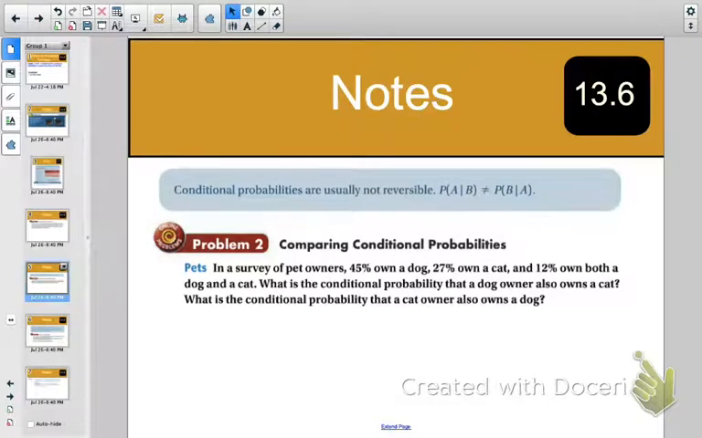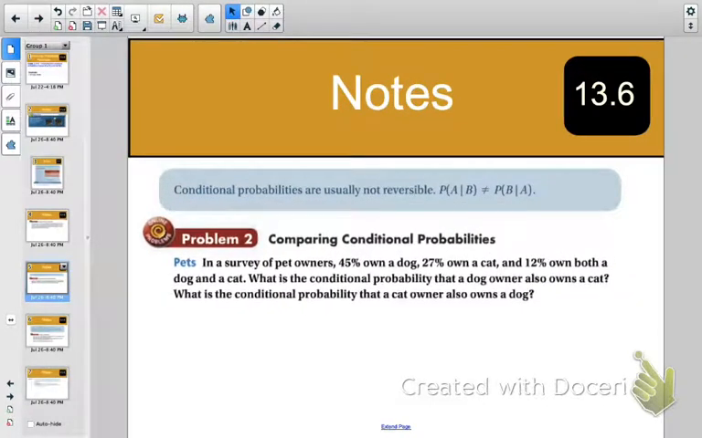Comparing conditional probabilities. Okay, so now we're looking at something a little bit less serious than sicknesses and drugs in today's world. In a survey of pet owners, 45% own a dog, 27% own a cat, and 12% own both. What is the conditional probability that a dog owner also owns a cat? What is the conditional probability that a cat owner also owns a dog?